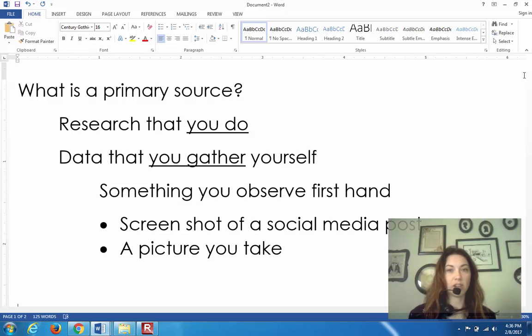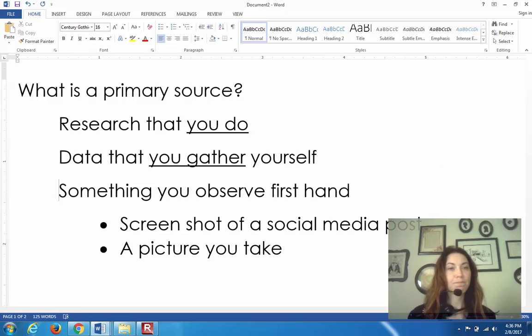If you are observing something firsthand, that is also primary research. Okay? So, when you are completing your primary research chart, you're going to be taking screenshots of social media posts, and that's going to be a type of primary source because you are gathering that research firsthand. Another example of a primary source would be a picture that you take yourself. Okay? It could also be something you write yourself, like a journal entry. So those are all examples of primary sources.